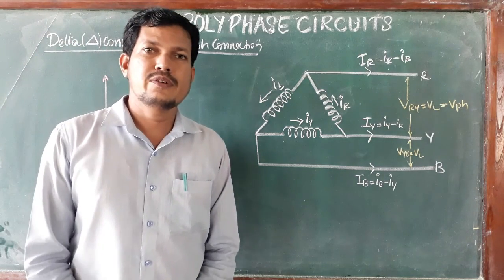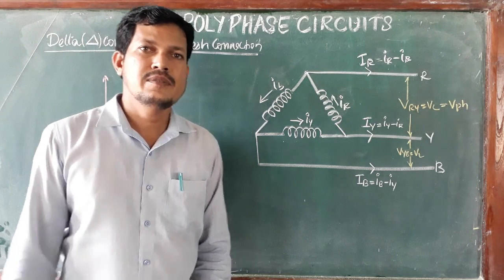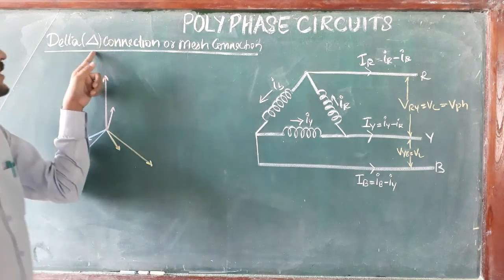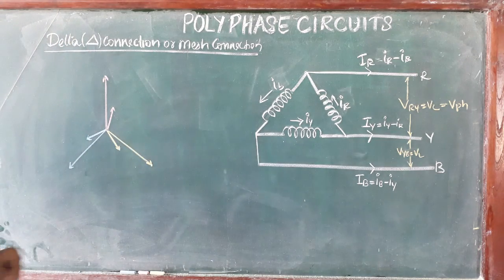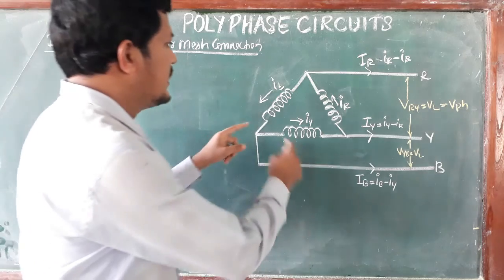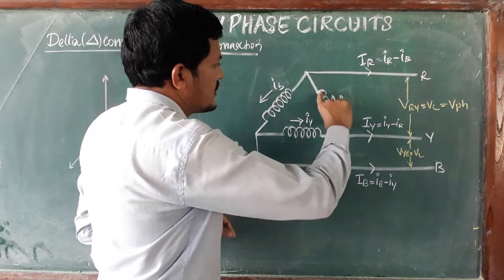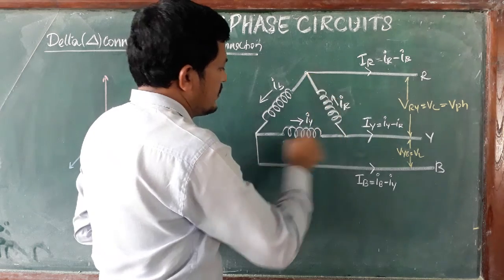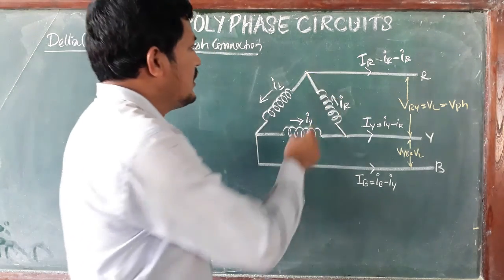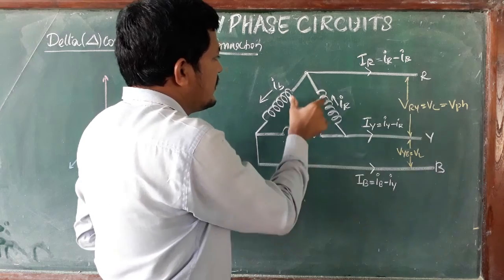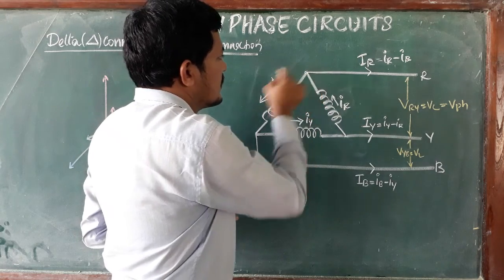In this video, we are going to discuss the delta connection, or mesh connection, indicated by the delta symbol. So here I draw one figure. This indicates a delta or a triangle formation. Here the coils of each phase are connected together. So a phase line is created with two lines of connections.